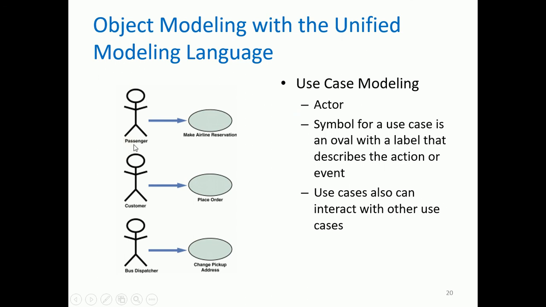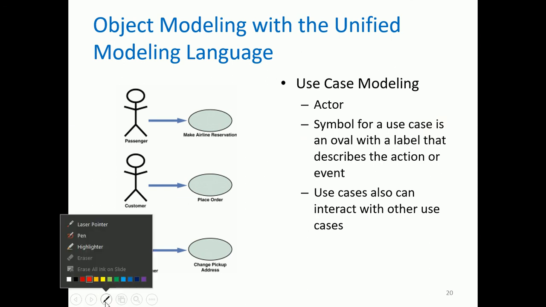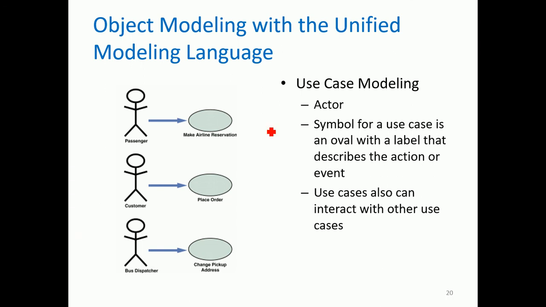And then we have the actor: passenger, customer, and then the bus dispatcher. And then the symbol for a use case is an oval with a label that describes the action or event. So just like the DFD, the use case is an oval and then a verb. To be exact, we have a transitive verb because we have a direct object. Make what? Make airline reservation.